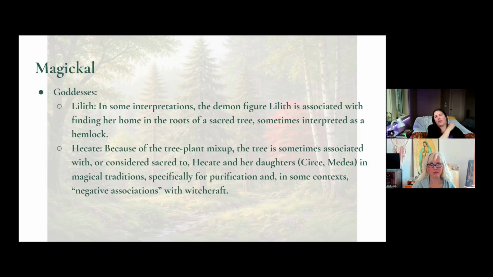So Lilith, we know that in some interpretations Lilith is the demon figure, which she's not associated with all the time, but in the stories where she's a demon, she finds her home in the roots of a sacred tree, and sometimes that is interpreted as the hemlock tree. Hecate, because of the tree and plant mix-up, it's often associated with Hecate and Circe, her daughter. But again, negative associations in witchcraft, but that's more so poison hemlock. And Circe is more sunny, so interesting. Yeah, I could see Circe with it.